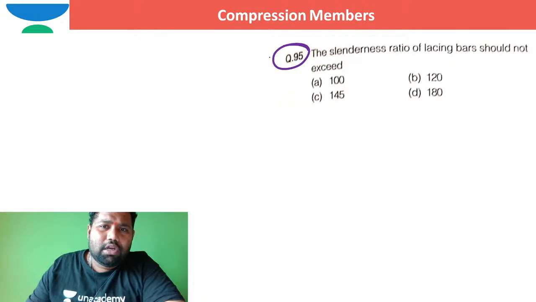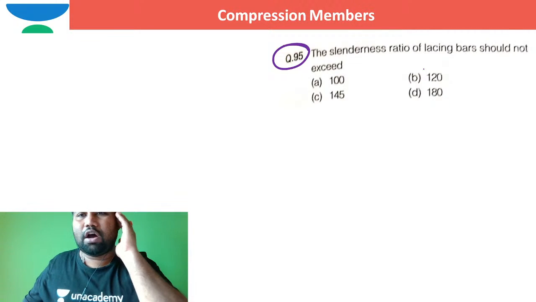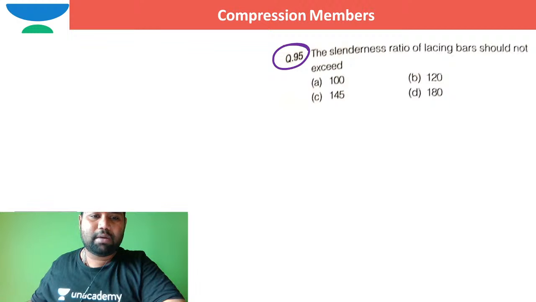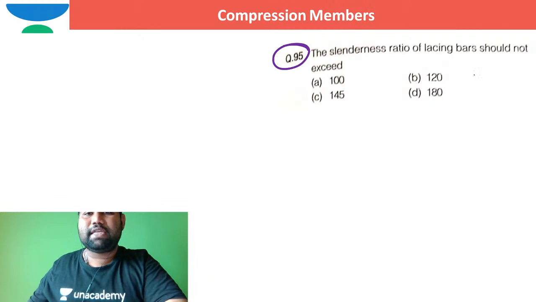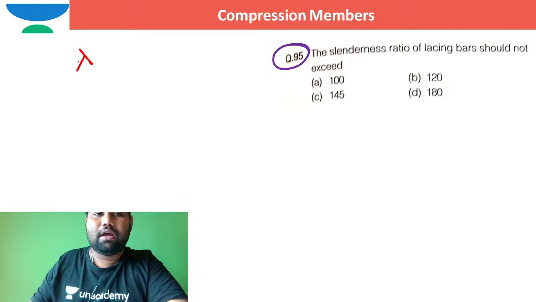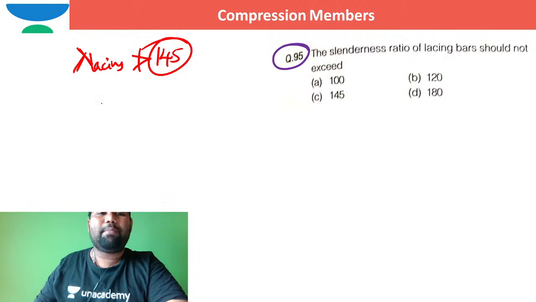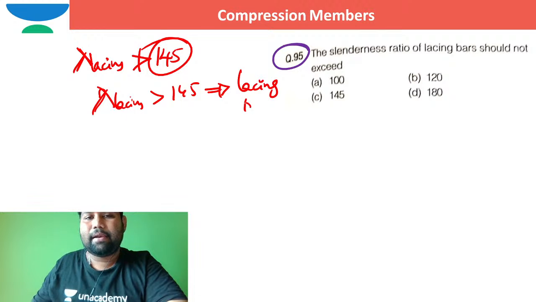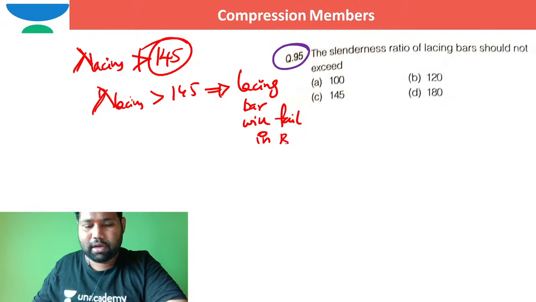Coming to the next question: the slenderness ratio of lacing bar shall not exceed what? What is the maximum slenderness ratio of lacing bar? Lambda of lacing bar should not exceed 145. If lambda of lacing bar exceeds 145, then the lacing bar may buckle. The lacing bar will fail in buckling mode.